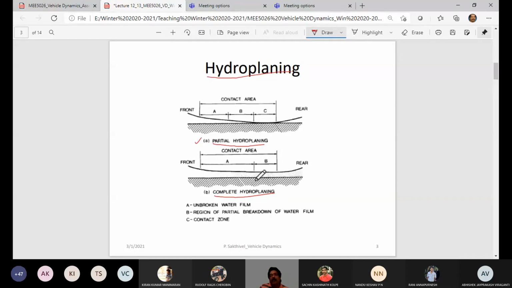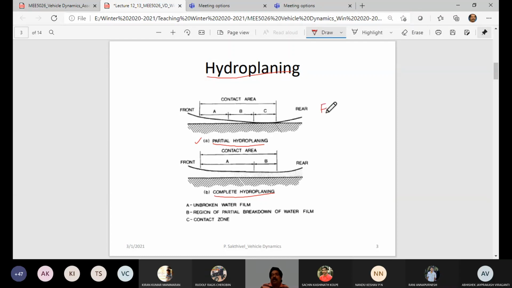So what is making this complete occupation of fluid between the tire surface and the road surface? That's because of the hydrodynamic lift force. There is a hydrodynamic force that is being generated between the tire tread as well as the road surface. And that hydrodynamic force will have two components. One is the vertical component, another one is the horizontal component. The horizontal component, we call a drag force component. The vertical component, we call a lift force component. The lift force component is very important.